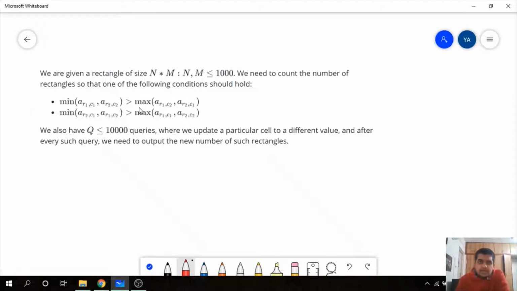So let us try to understand the problem statement. So basically, we are given a rectangle of size n into m, where n, m is less than or equal to 1000. So we need to count the number of such rectangles so that one of the following conditions should hold. So one of these conditions should be true. And what are the conditions? Say we have a rectangle with coordinates A, B, C, D.